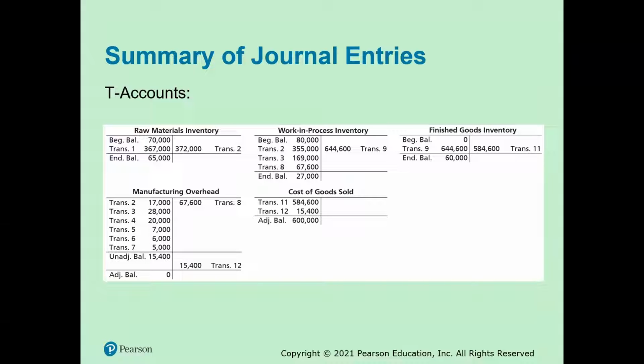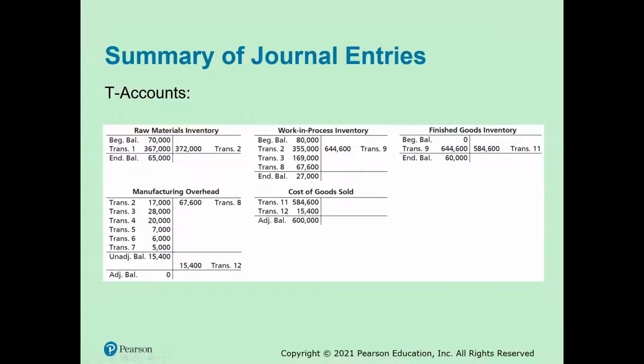Exhibit 2-10 shows that the manufacturing overhead account has a 0 balance after the adjusting entry. That was shown in the previous slide, okay? The materials from the raw materials inventory account were allocated to work in process inventory of $355,000 and to manufacturing overhead of $17,000 that you see here in transaction 2 for the T account, okay?